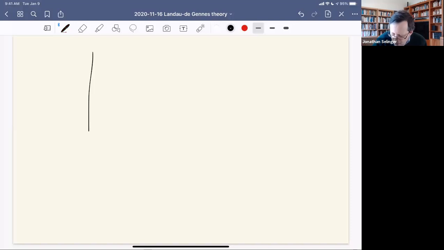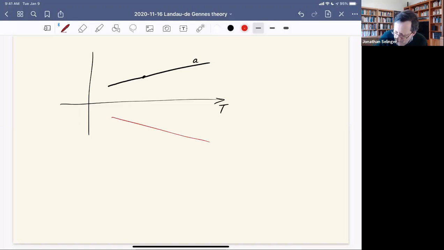So whatever it is, we could make a plot of it. We could say that A is changing like this. It's varying somehow related to temperature. And B has some other dependence on temperature. And C has some other dependence on temperature. We don't know what they are.